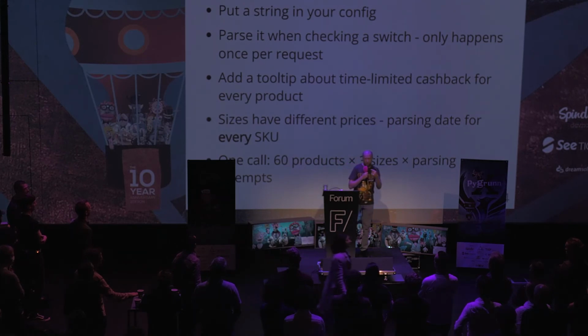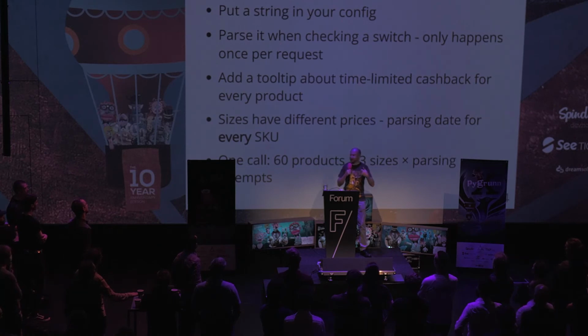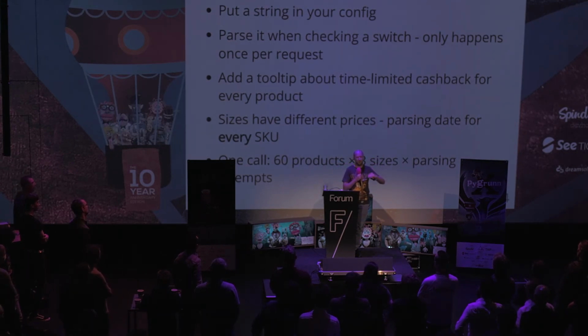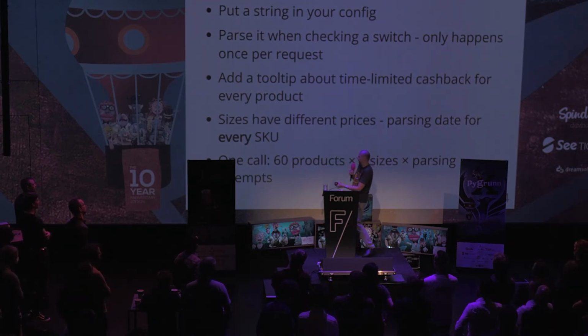But it was once per request, and then we decided to add a tooltip about how much cashback you're getting for a product. But then a product has different sizes, and every size can have a different price, so you have to execute it for every size. And on a single request for a catalog page, you request 60 products for 3 sizes. And it's parsing not a strict date format, but it's using a list of formats and just going through them, finding the one that matches, maybe the 20th one comes.